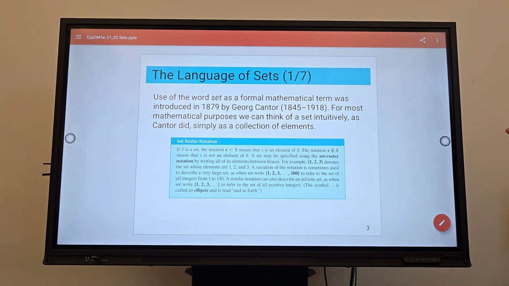The use of the word set as a formal mathematical term was introduced in 1879, not even 150 years ago. For most mathematical purposes, we can think of a set intuitively, as Cantor did, simply as a collection of elements. So you can define a set using set roster notation.